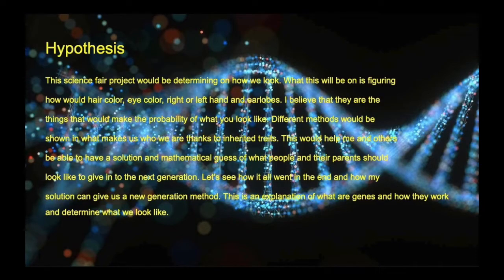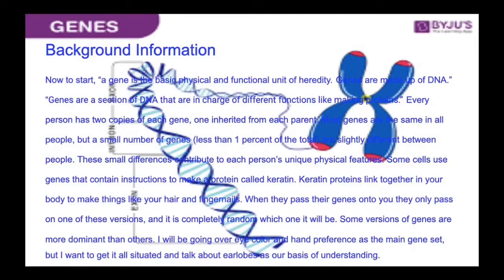This will help me and others be able to have a solution and mathematical guess on what people and their parents should look like to give into the next generation. Let's see how it all went in the end and how my solution can give us a new generation method. There's an explanation of what genes are and how they work and determine what we look like.